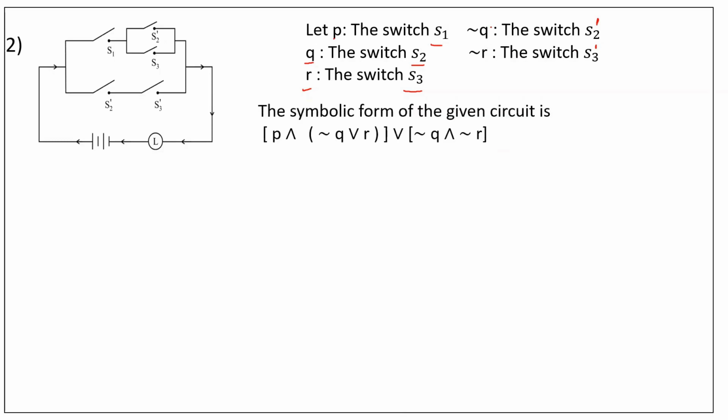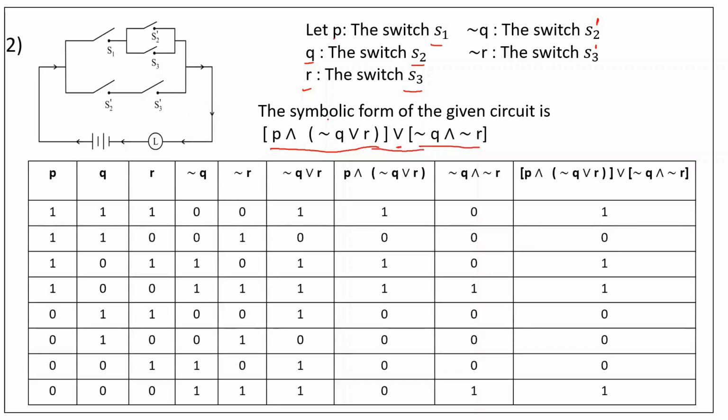Okay, what will be the symbolic form of the given circuit? See, this is S1, so we write P, and it is in series with these two, and these two are in parallel, so we write negation Q or R. Okay, so this will be the first bracket, that means this branch. Now next, they are parallel with these two, that is negation Q and negation R, which is this. So they both are parallel, so we write OR here. So this is the symbolic form. Okay, and the input output table.